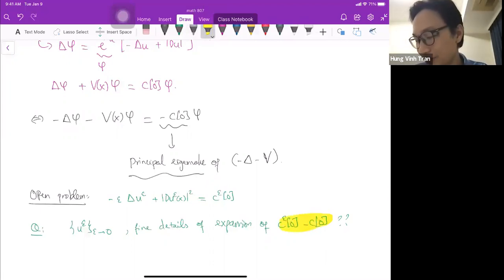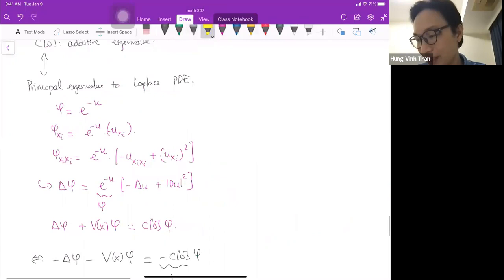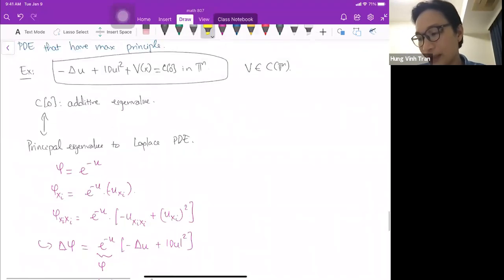And this kind of transformation, this is a Hopf-Cole transformation, and it's one of the key points to go from large deviation to the Hamilton-Jacobi-Bellman equation as well. Thank you. Okay, good.